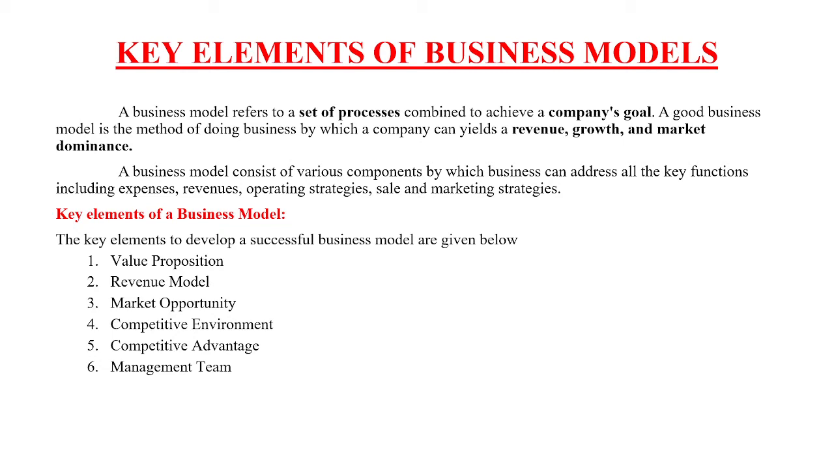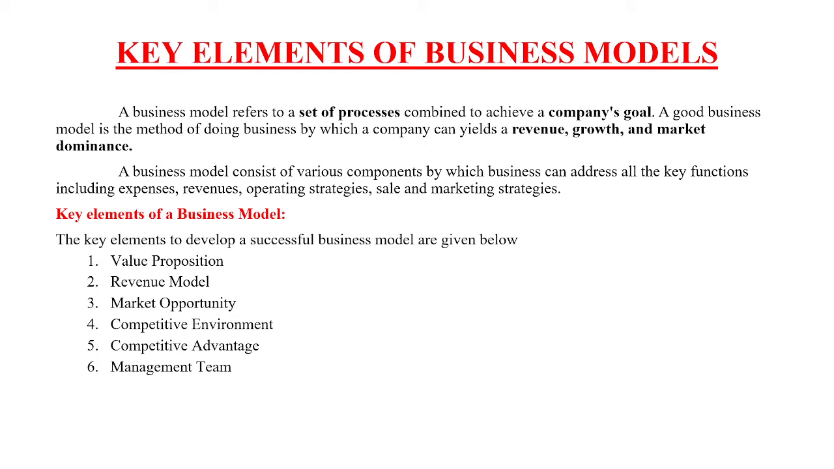In this video, we are going to talk about the key elements of business model. So before knowing about the key elements, let me say what is a business model. Business model refers to the set of processes combined together and work to achieve company's goal. A good business model is the method of doing business by which a company can yield revenue, growth, and market dominance. A business model consists of various components by which a business can address all the key functions, including expenses, revenues, operating strategies, scale, and marketing strategies.